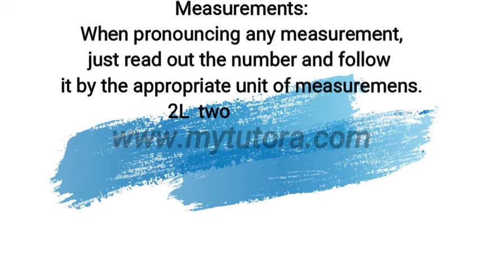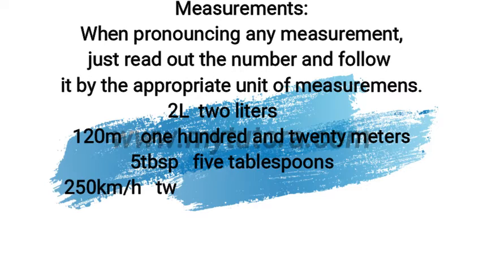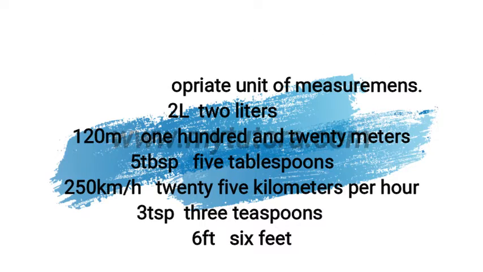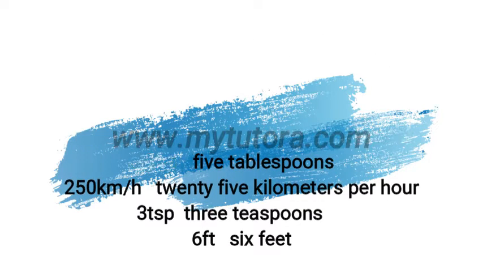Now we will look at measurements. When pronouncing any measurement, just read out the number and follow it by the appropriate unit of measurement. For example, 2 liters, 120 meters, 5 tablespoons, 25 kilometers per hour, 3 teaspoons, 6 feet.